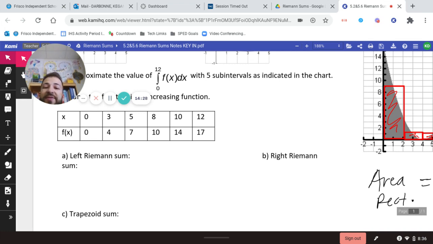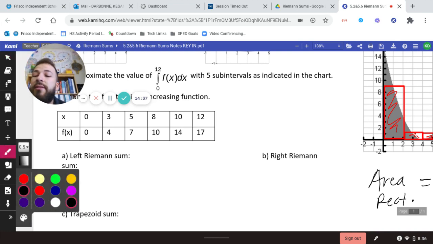So one of the biggest differences here is, first they tell you 5 subintervals as indicated in the chart. They didn't say 5 equal intervals. So I'm just going to use the distance between these x values as my intervals. So notice I have 6 x values, which means I have 5 intervals. So that sets it up perfectly.